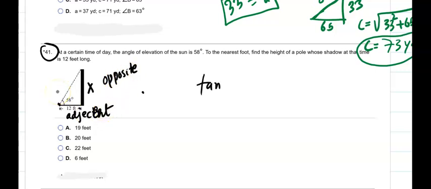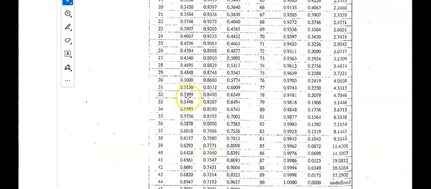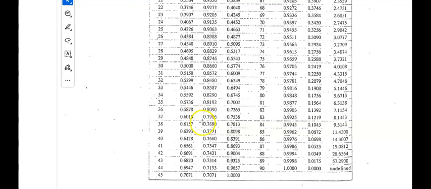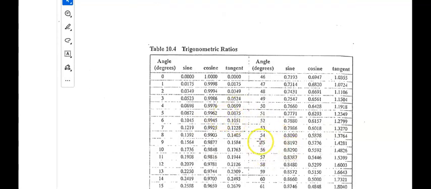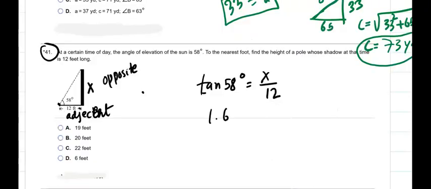So the tangent of 58 degrees equals opposite, which is x, over adjacent, which is 12. You have to find the tangent of 58 like we did in the previous example. Look at the chart, find the 58 angle, and the tangent is 1.6003. So I'm going to put 1.6003 as the tangent of 58 equals x over 12.